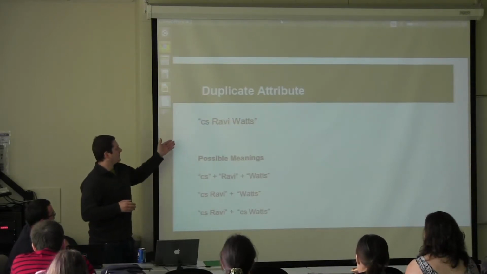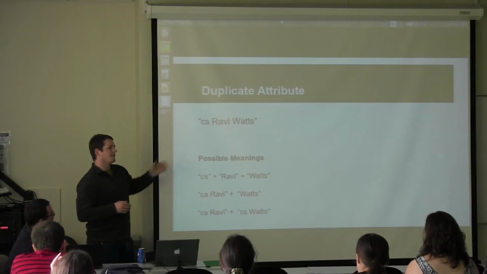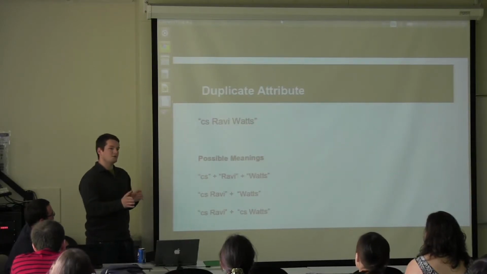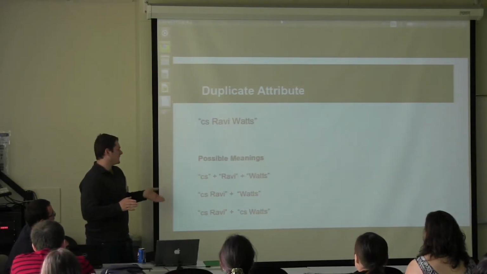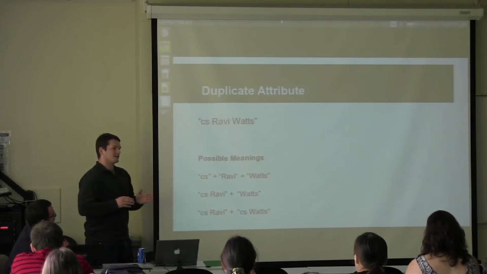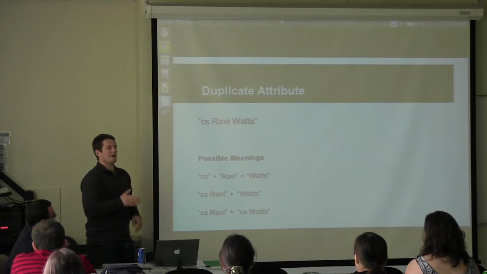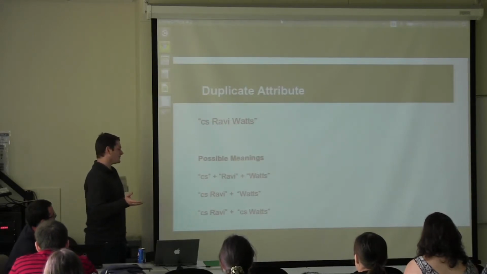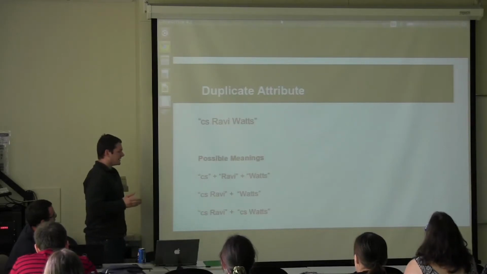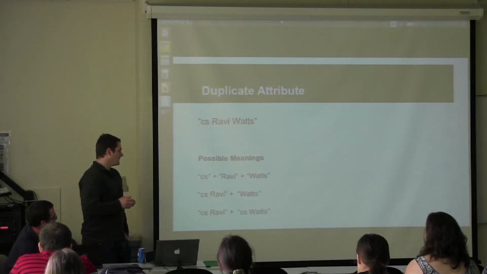Well, the main example, CS Ravi Watts, could have multiple meanings depending on how you interpret it. It could potentially mean all the CS classes, or all the Ravi classes, the courses that have Ravi teaching as a professor, or all the courses with Watts as a professor. It could alternatively mean give me all the CS classes that Ravi teaches and all the courses that Watts teaches, and the third.